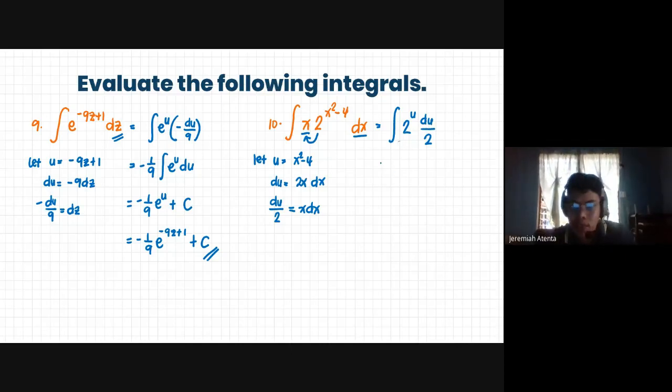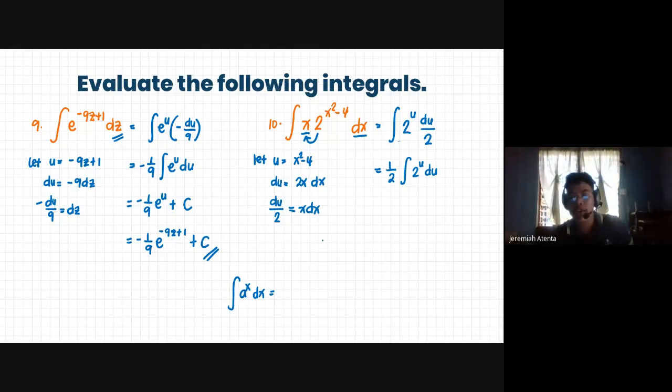Okay? So, from that, we can factor out 1/2. We have 1/2, yung du over 2. Then, we have integral of 2 raised to u du. Ano ba yung integral of a raised to x dx? Sino dito yung nag-watch na ng video lesson? If you watch the video lesson, you will know the integral of a raised to x dx. What is the integral? Anyone? What is the integral of a raised to x dx?